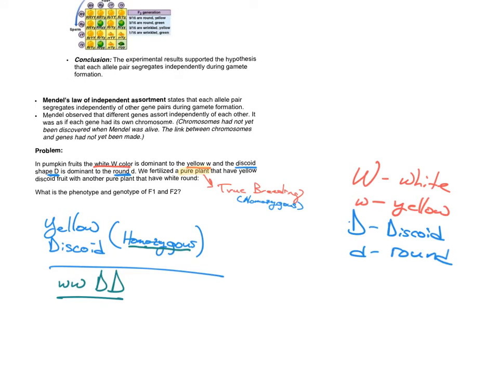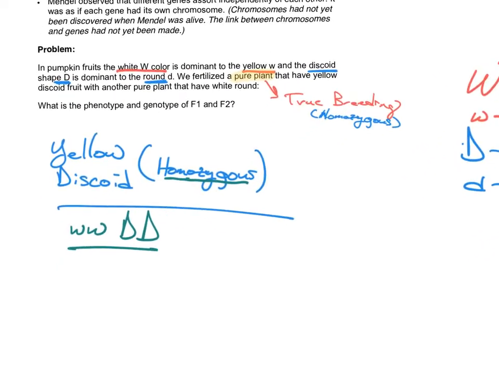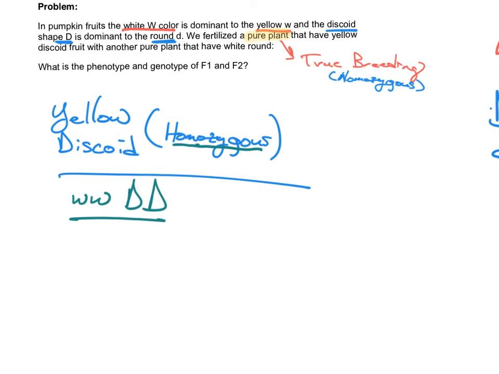So the genotype for that parent would be little w, capital D. Agreed? And it says it right there. It says pure plant with yellow discoid. Yellow and discoid. Now another pure plant, another true breeding plant that has white and round. So what would white and round be?